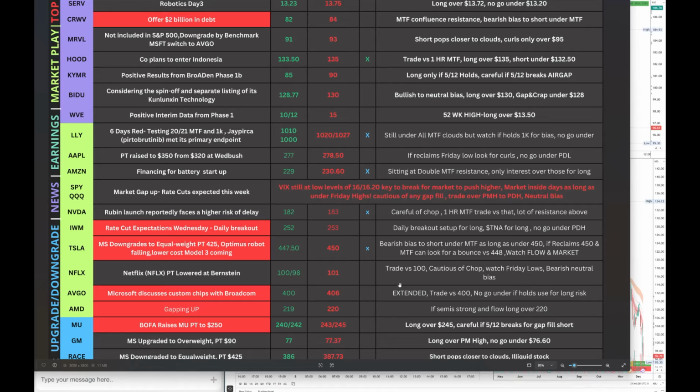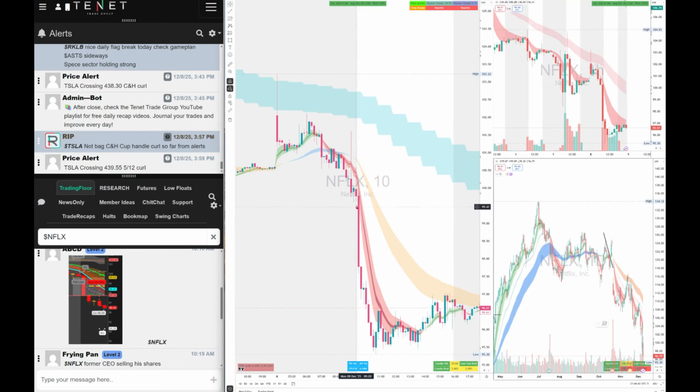The plan was simple: trade versus 100. What does that mean? If the Ripster cloud says it's bullish, you buy it long. If the Ripster cloud says it's bearish, you short it or you buy the puts. I did tell the traders to be cautious of the chop and watch Friday's lows. If it breaks the Friday lows, it's going to go lower. That was the plan. As soon as the market opened, Netflix flushed right under that, and you just need to put your stops at 100 and take that short and not even think twice about it.